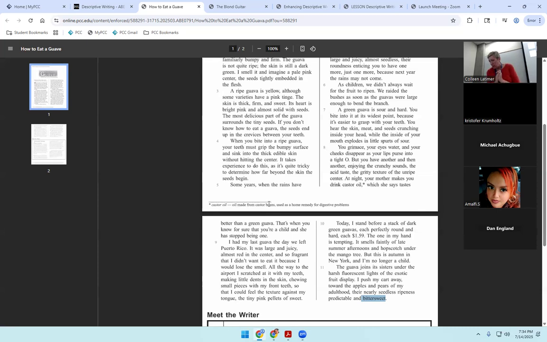Now, why do you think Santiago hasn't eaten a guava since leaving Puerto Rico? Yeah, they're not going to be as good. She talks about how picking them in particular months, and by the time they get to the US, it's just not quite as good. But what are some other reasons that she might not want to eat it?